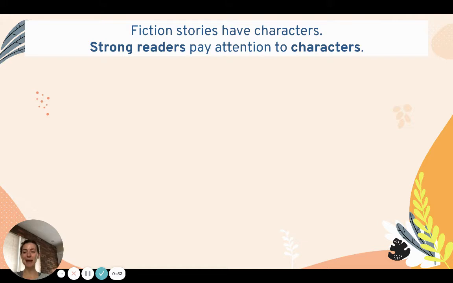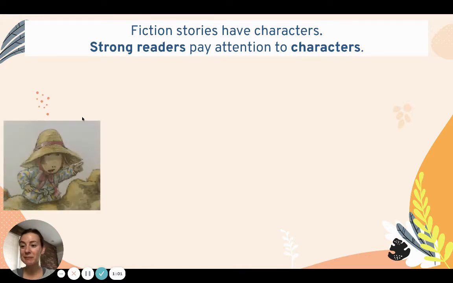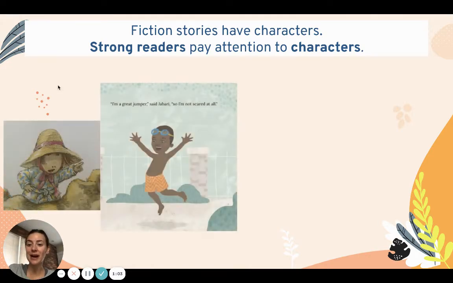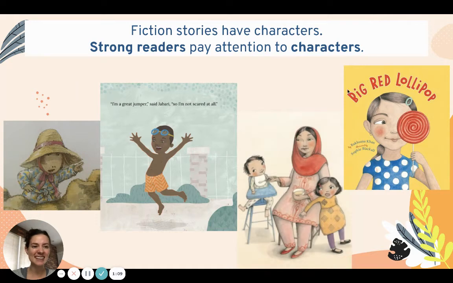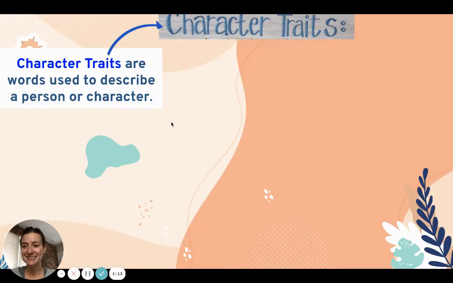Let's take a look back, all the way back to September, all the way back to October, and remember some of those characters we've already learned about. Remember we read about DW and DW All Wet? We read about Jabari and Jabari Jumps. We read about Rubina and Sana in The Big Red Lollipop. I love learning about characters.